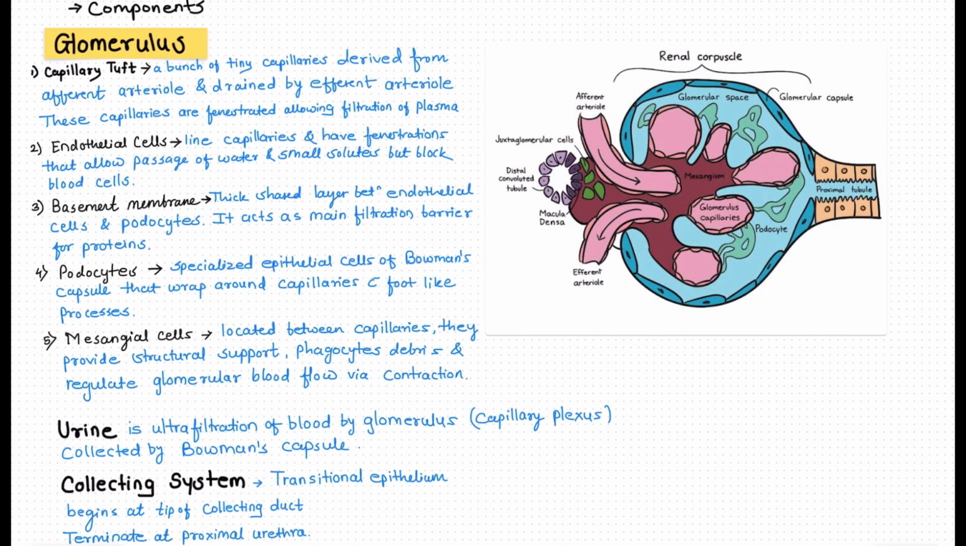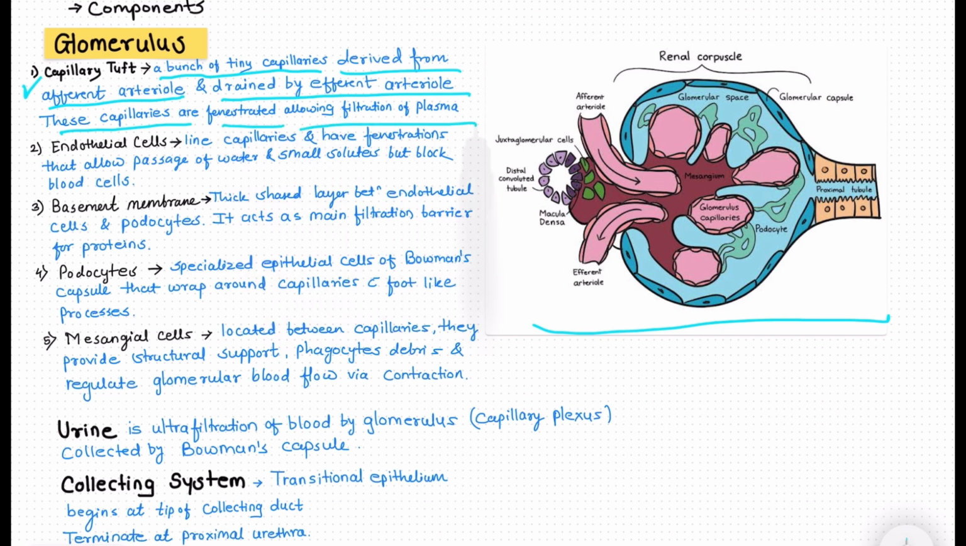So let's see what are the components of glomerulus. So this is glomerulus, okay, which contains capillary tuft. Okay, there is bunch of tiny capillaries which are derived from afferent arteriole and drained by efferent arteriole. These capillaries are fenestrated and they allow filtration of plasma. This one is afferent arteriole. Then the second one is endothelial cell, and endothelial cells line capillaries and have fenestrations that allow passage of water and small solutes but block blood cells.